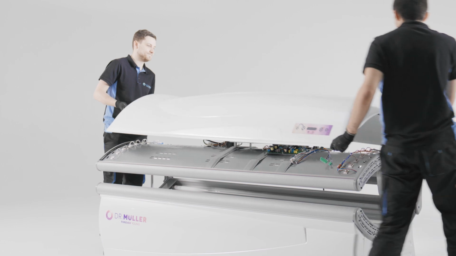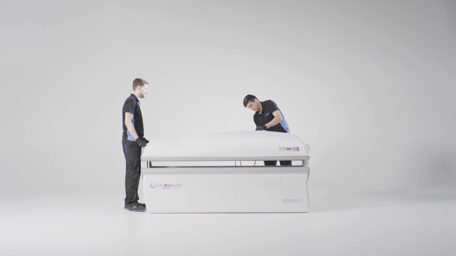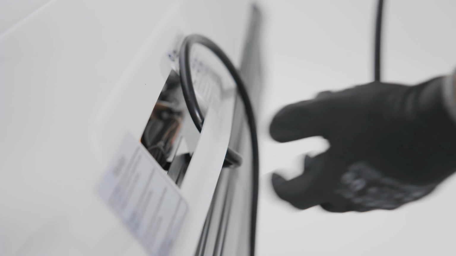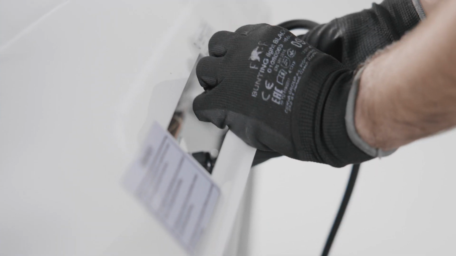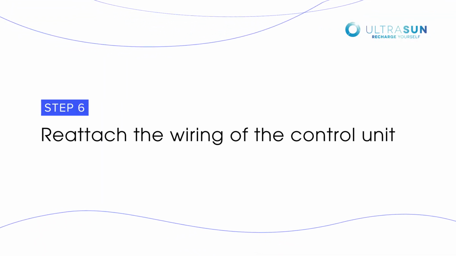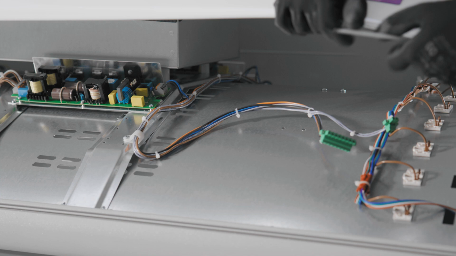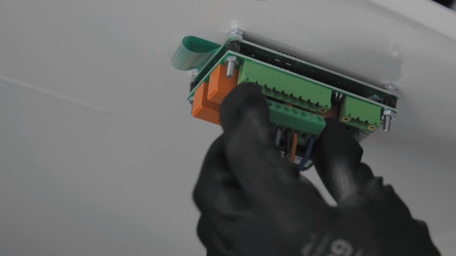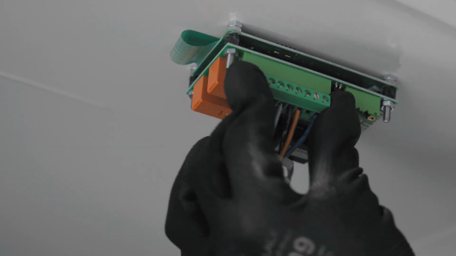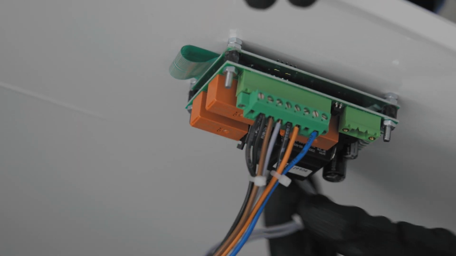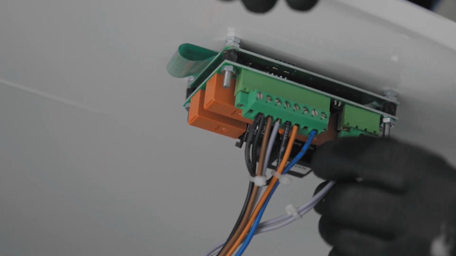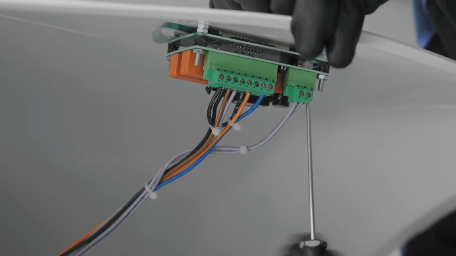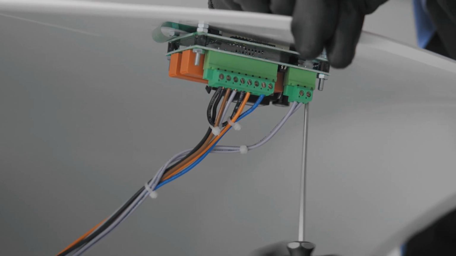Lift the cover by holding it on both sides and lay it in place. Pull the power cord through the opening on the back. Keep the cover raised. Reattach the connectors on the back of the control unit. Then, reattach the screws with a flathead screwdriver.